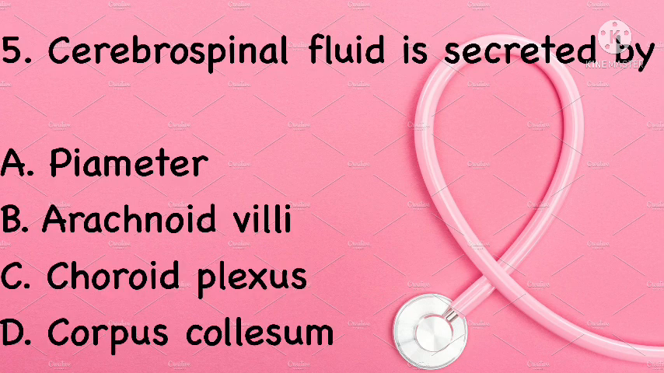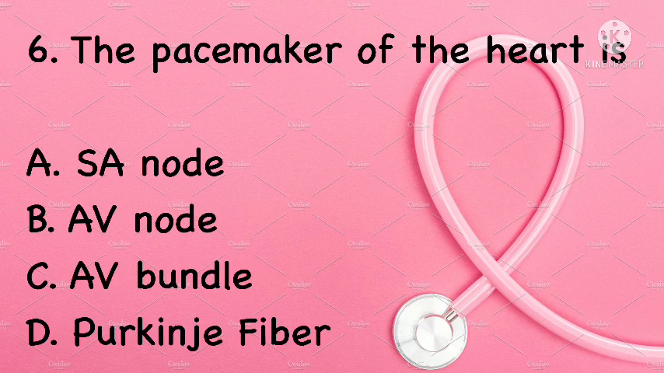Cerebrospinal fluid is secreted by A. pia mater, B. arachnoid villi, C. choroid plexus, D. corpus callosum. Correct answer is C. Choroid plexus. The pacemaker of the heart is A. SA node, B. AV node, C. AV bundles, D. Purkinje fiber. Correct answer is A. SA node.